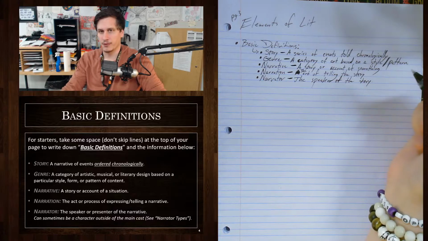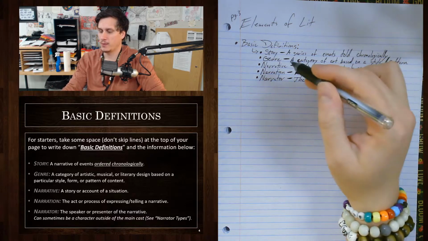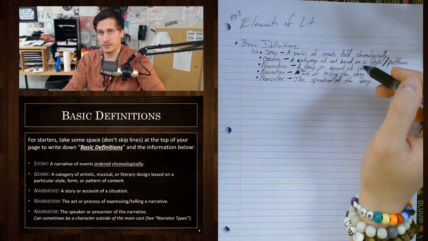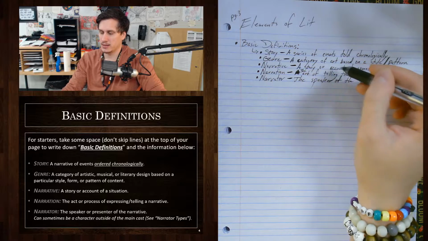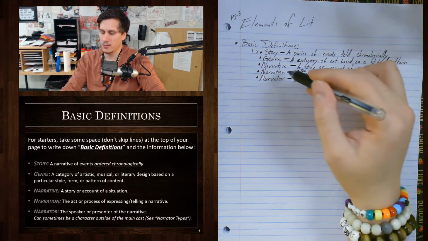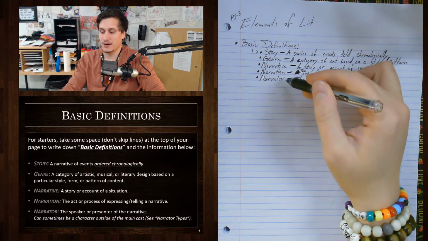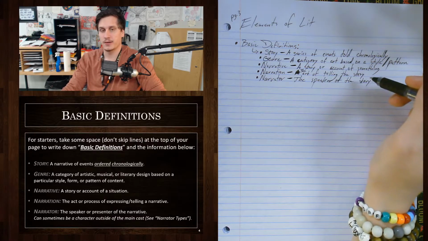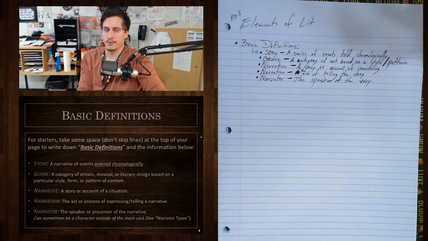Okay, just a review real quick. We have what is a story? It's a series of events. What is a genre? A category of art based on a style. What is a narrative? A narrative is a story or an account of something. What is narration? It's the art of telling the story. What is the narrator? The speaker of the story. Good. Okay. Moving on to the next set.